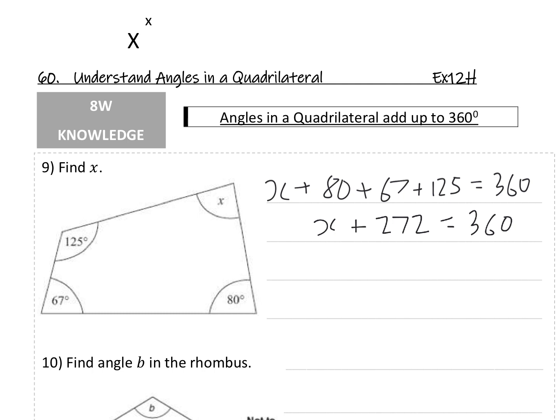So x plus the three other angles, 272, give you 360. So for x, you have to take the 272 off the 360. And if you do that, that gives you 88. And you can check 88 plus 80 plus 67 plus 125 should give you 360.